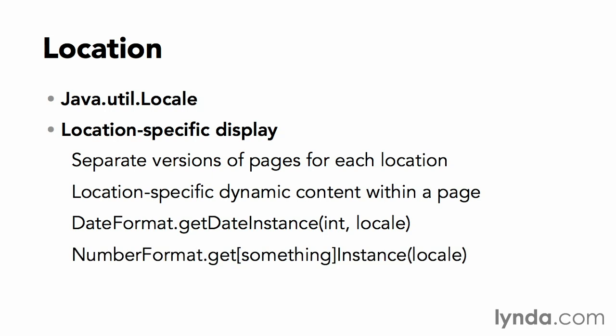Similarly, the NumberFormat.get[something]Instance(Locale) method parses and formats numerical data according to a given locale. You would simply replace the word in brackets with Currency, Number, or Percent to get data in that form. Using these tools, it's easy to create applications that will display properly for any country or region around the world.